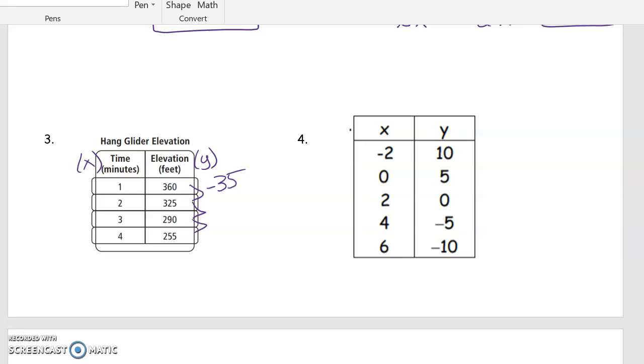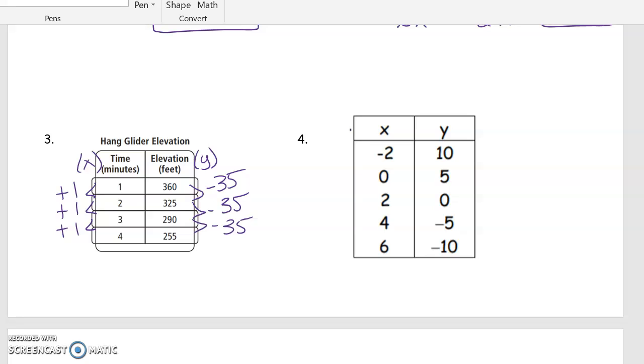From 325 to 290 is minus 35 again. And from 290 to 255 is minus 35 again. So my change in y is minus 35. Look over at my change in x. Okay, this one's a little bit easier. My change in x is plus 1 every time, from 1 to 2, 2 to 3, 3 to 4.